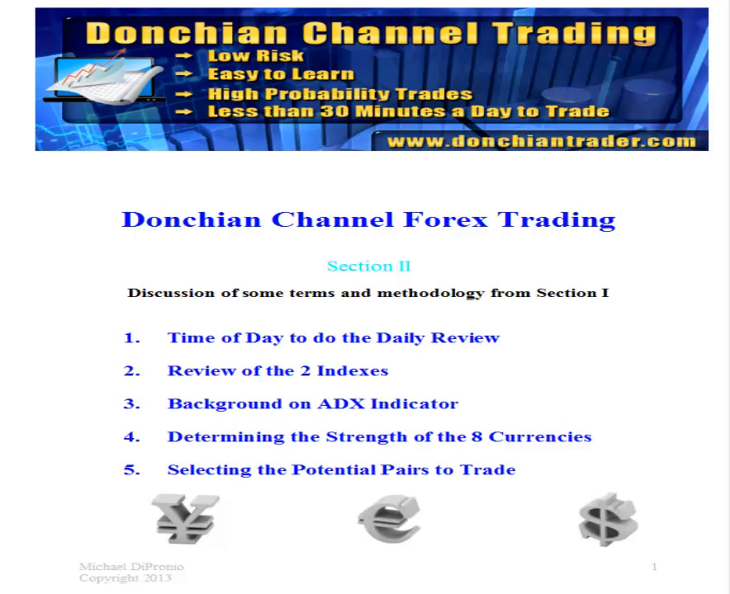In section 2, we'll go into a little bit more detail behind our analysis. We'll be talking about 1, the time of day to do the daily review. 2, review of the 2 indexes. 3, background on the ADX indicator. 4, determining the strength of the 8 currencies. And 5, selecting the potential pairs to trade.